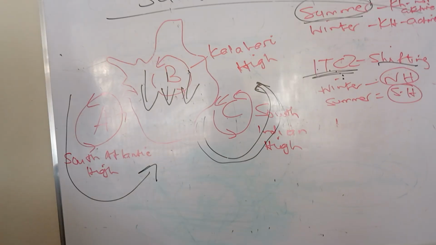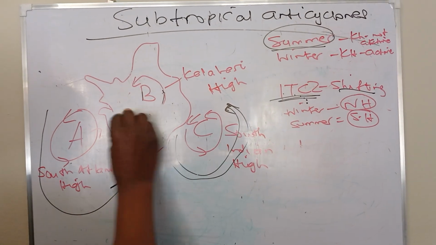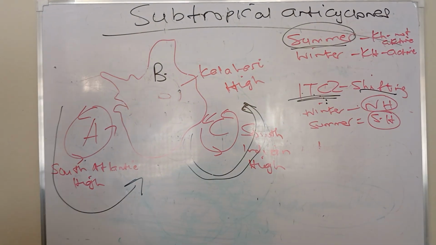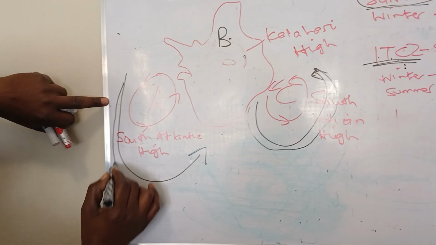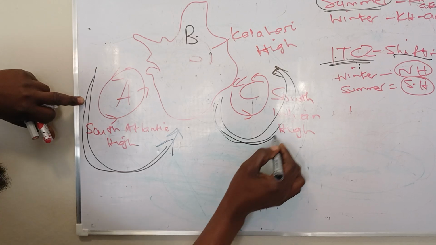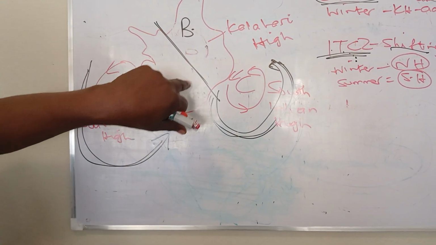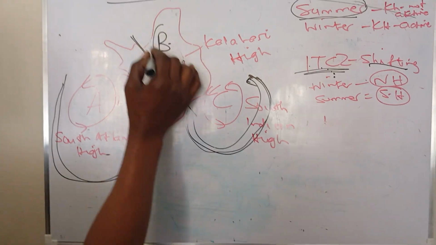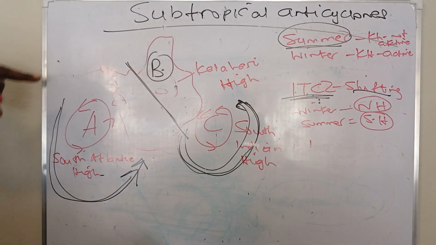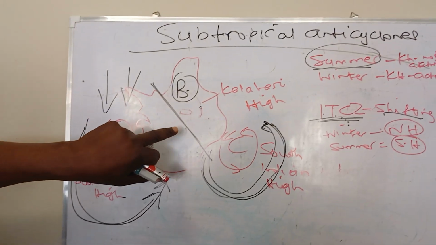Okay, so basically what we are saying now is that during summer we can see we have air coming from the South Atlantic high, and we also have air coming from the South Indian high moving towards the interior. Now in summer, our Kalahari high is no longer active. It has shifted to the top, and our ITCZ has dropped.